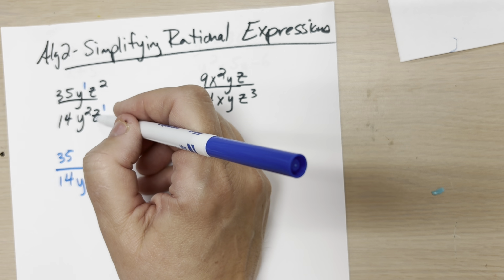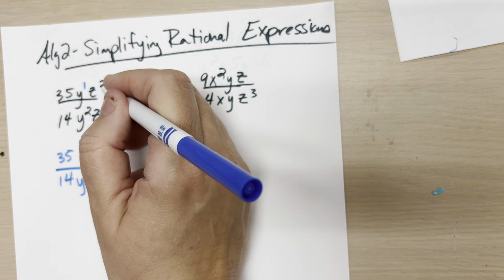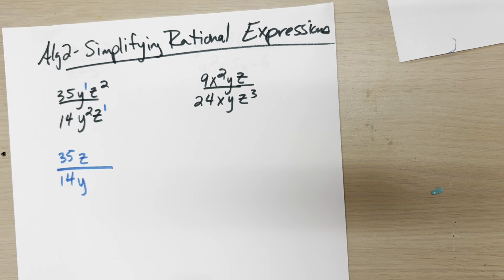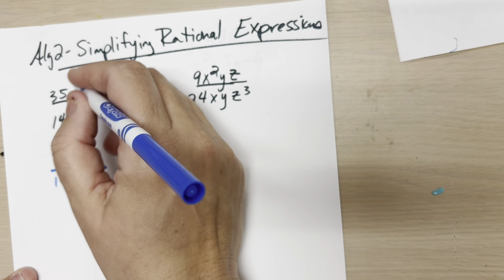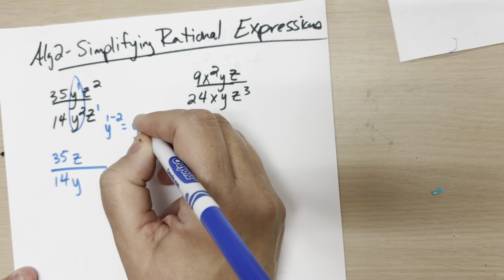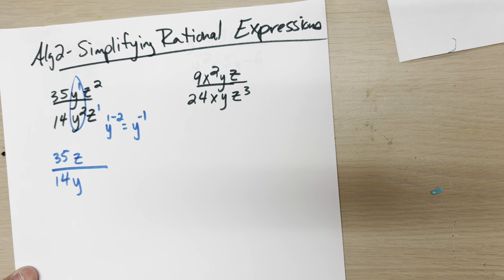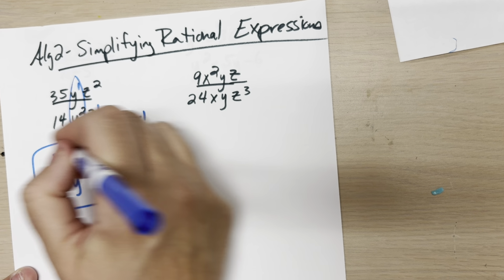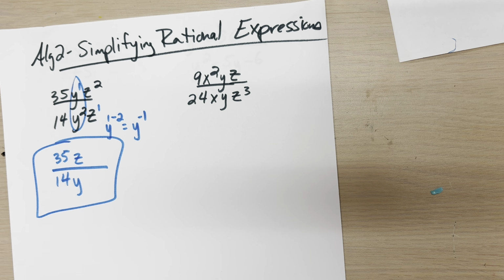Same thing here. I'm looking at my z's. 2 minus 1 is 1. 2 is greater, so z is up here. Now, another way you can do this is if you're looking at these y's, you could do this as y to the 1 minus 2, which is y to the negative 1, which is how come it ends up down there. All right, that's your answer. That's all you gotta do. Let's look at another one.